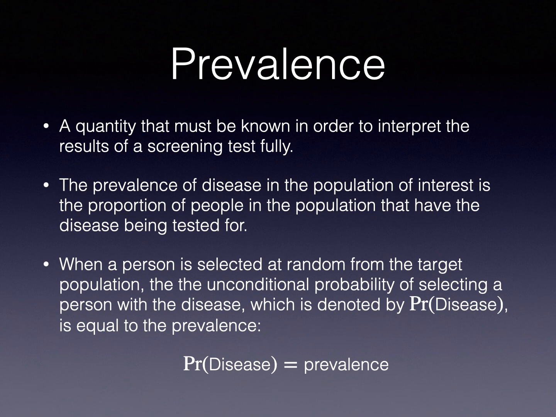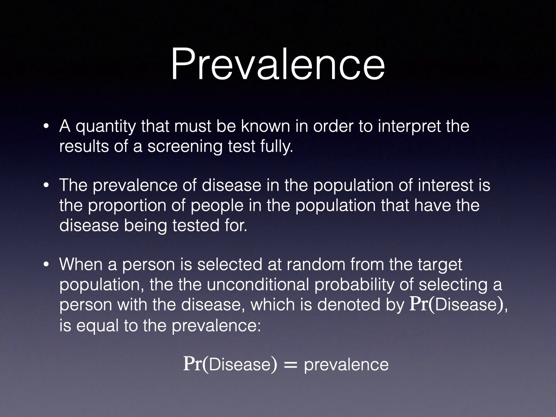Now, the prevalence is a quantity that must be known in order to properly interpret the results of a screening test. The prevalence of disease in the population of interest is equal to the proportion of people in the population that have the disease that is being tested for.